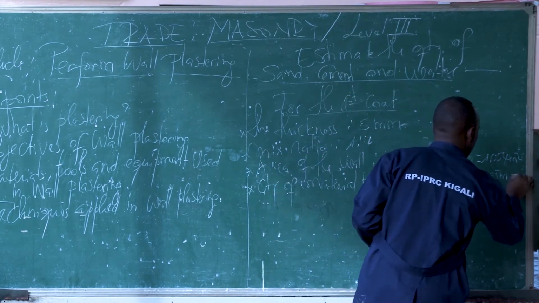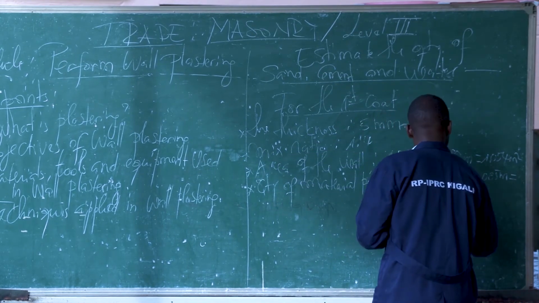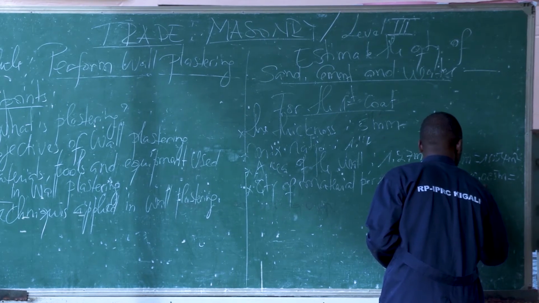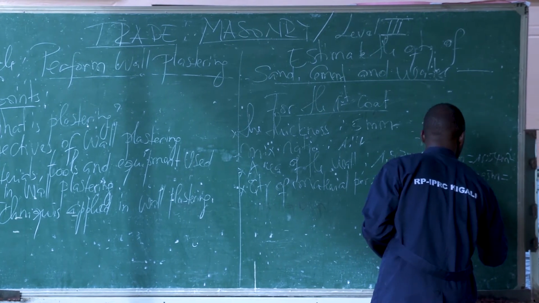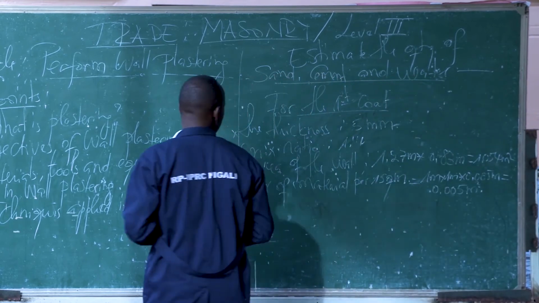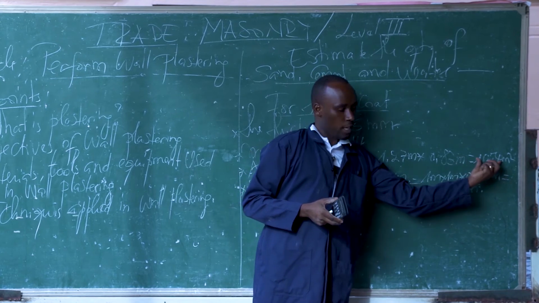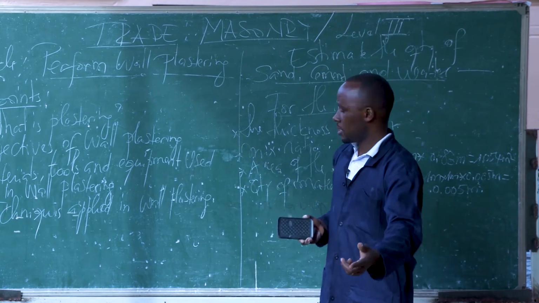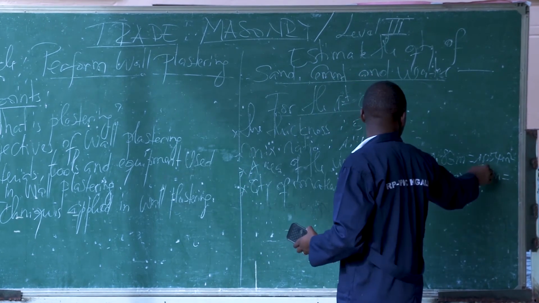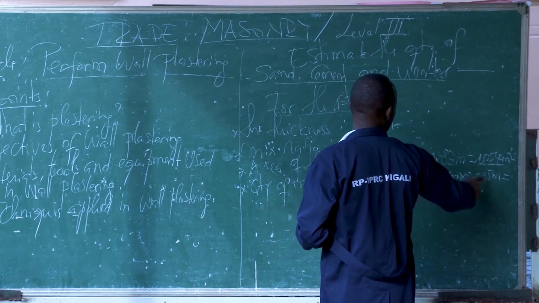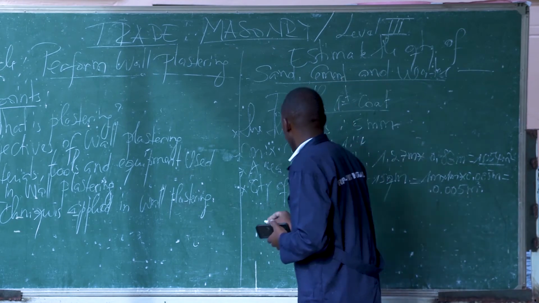This will give us 0.005 cubic meter. Remember that the total area of this surface to be plastered is equal to 1.054 square meter.